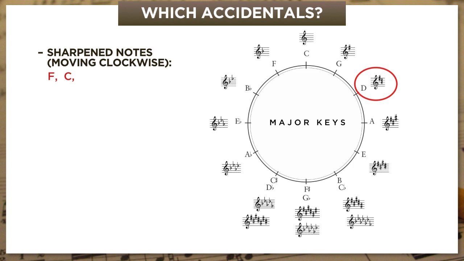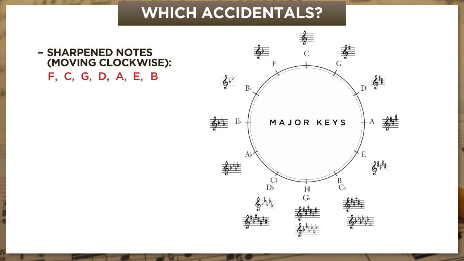So F stays sharp, now we sharpen C. F and C stay sharpened, now we sharpen G, and so on and so forth. 4 sharps, F, C, G, D. We add A sharp, we add E sharp, we add B sharp. Okay, so now again, when we get to C sharp, all 7 notes are sharped.